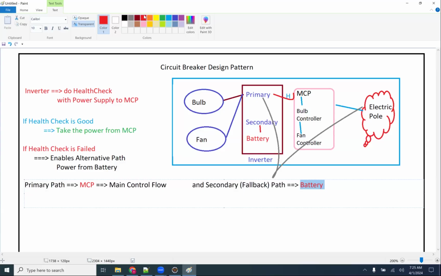But once it takes from the battery, is it permanent? No. It's only an alternate path or a fallback path. It always monitors the health check of the MCP again, even though it is taking the power from the battery. It will not stop its health check. It continuously does a health check. As long as power is coming in MCP, it will stop the alternate path and enable the main path.